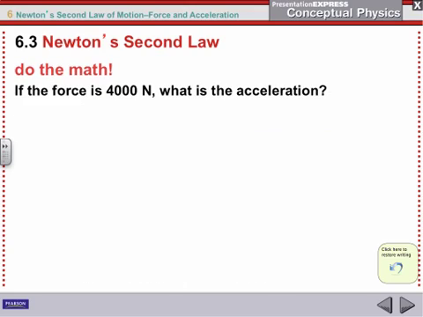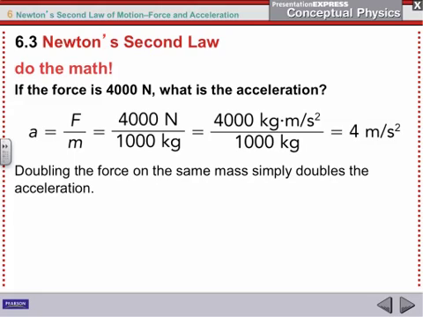What if the force were twice as much? What if we had 4,000 newtons? Well, obviously, we're going to get 4 meters per second squared just simply by doubling the force. Same mass, double force, we're going to get twice the acceleration.